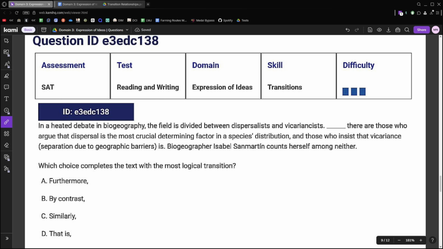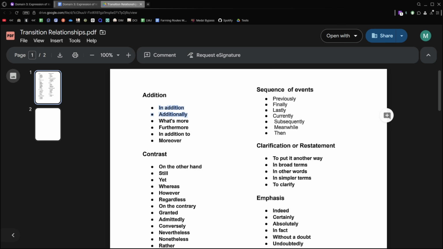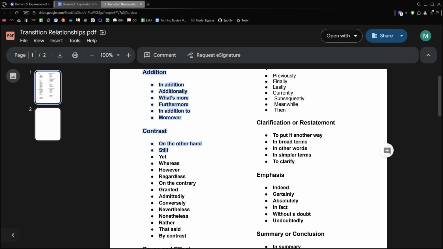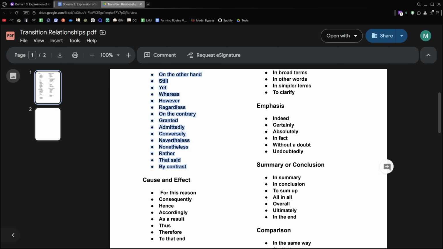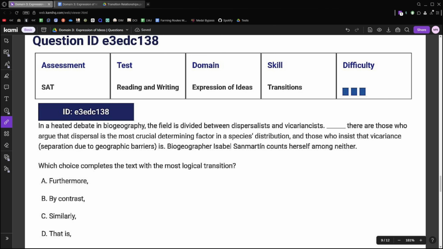Wait, actually, there's something else I need to point out. If it's 2 things like in sequence of events, obviously you can't get rid of both of them. Does "first" and "lastly" mean the same thing? No, they don't. So you wouldn't be able to cross them out, even though they're in the same category. The main point is that they mean the same thing. And in stuff like addition and contrast, having the category helps you out a little bit. Now let's get back to the question.